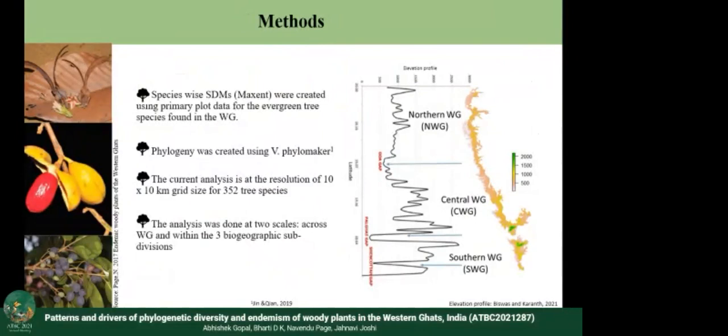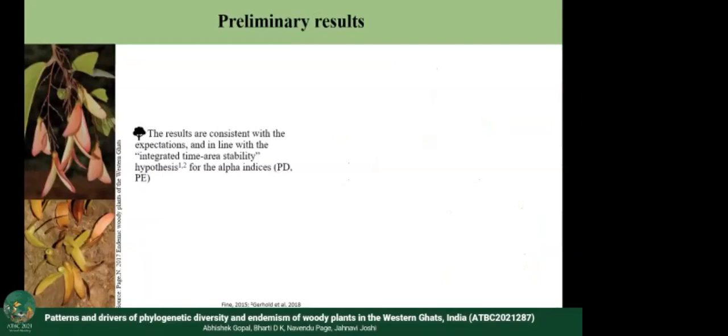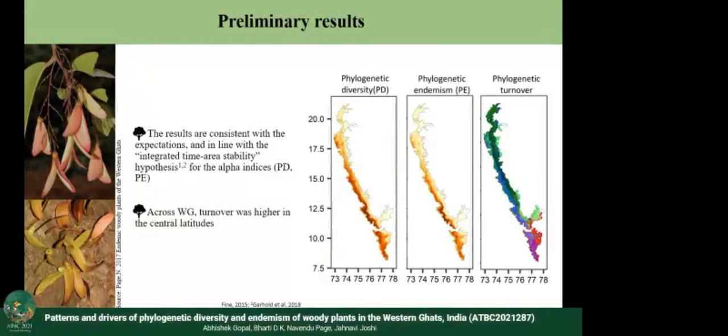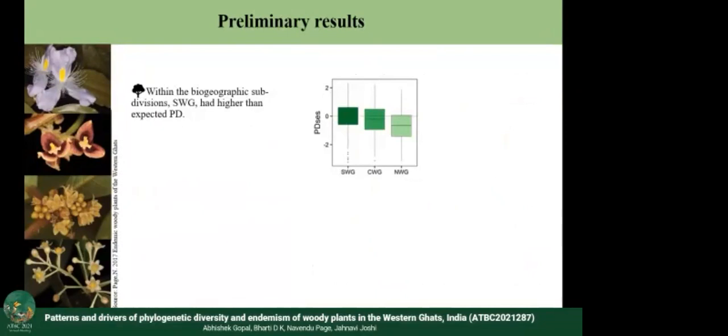Coming to the results, in terms of the alpha indices of phylogenetic diversity and endemism, the results were consistent and in line with the expectation of the integrated time-area stability hypothesis, where the lower latitudes, due to their relative stability, show much higher phylogenetic diversity and endemism. In terms of turnover at the scale of Western Ghats, the phylogenetic turnover was higher in the lower latitudes. Examining the results within the biogeographic subdivisions, the southern Western Ghats had much higher phylogenetic diversity than the null expectation.